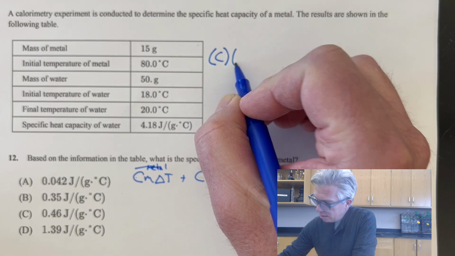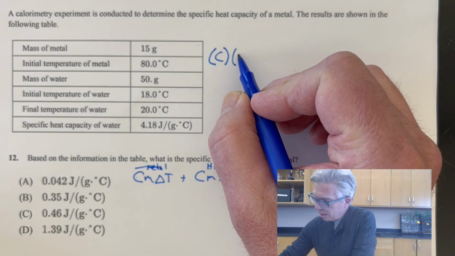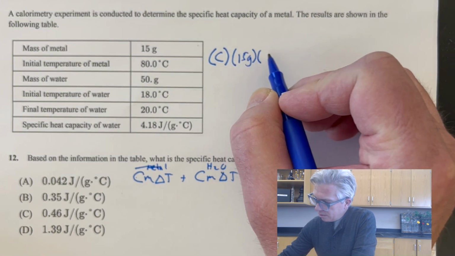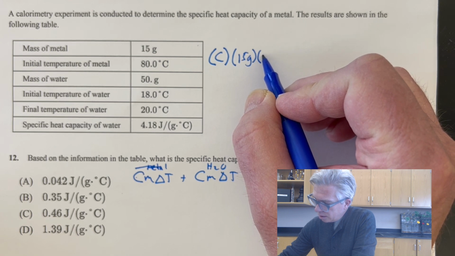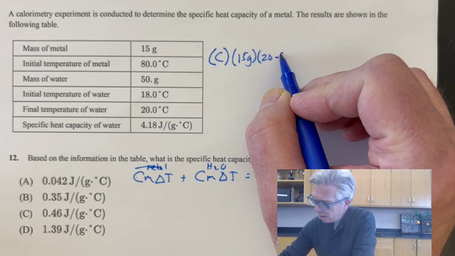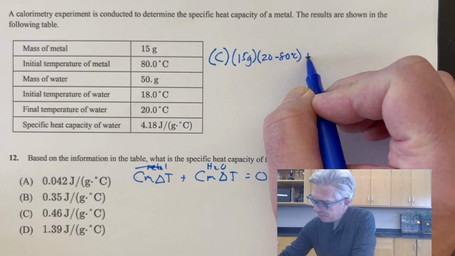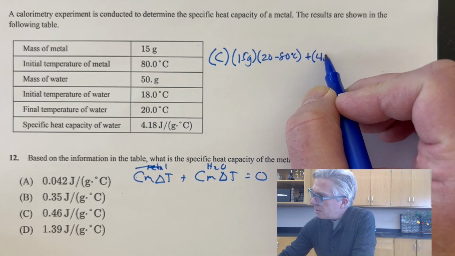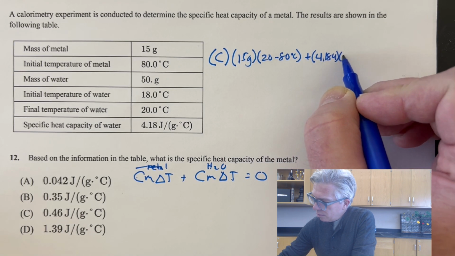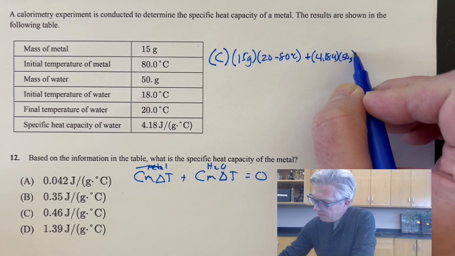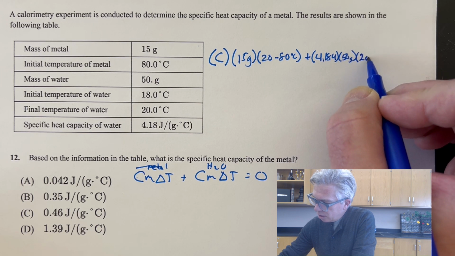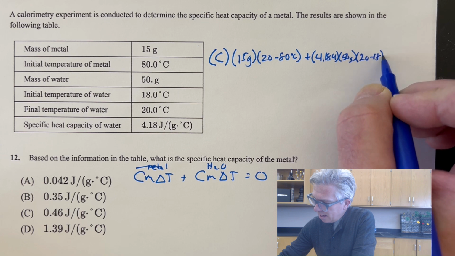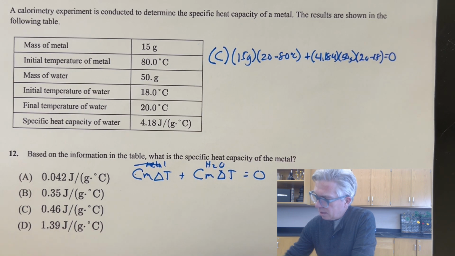So we're going to leave C by itself. I'll move this up here so you can see it better. The mass is 15 grams. The temperature change, let's see, final temp is 20. It started at 80. Heat capacity of the water is 4.184. Mass of the water is 50 grams. Temperature change, again, it went to 20, but started at 18, equals 0.